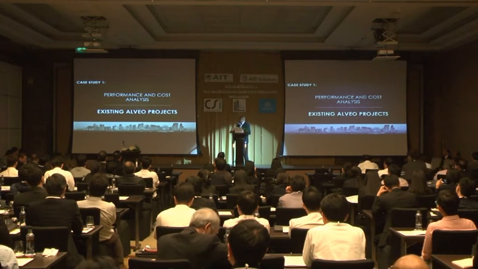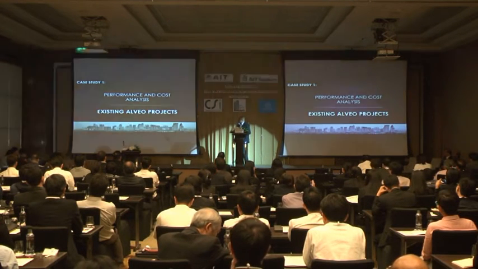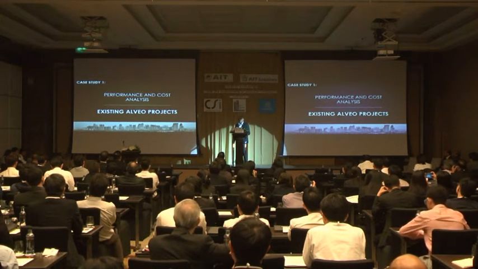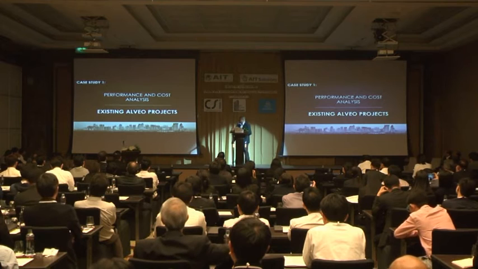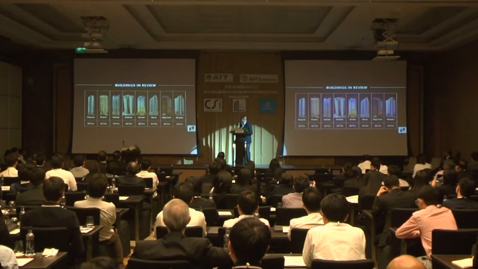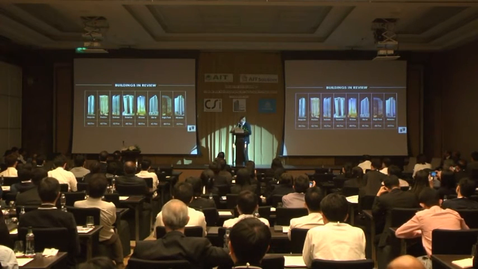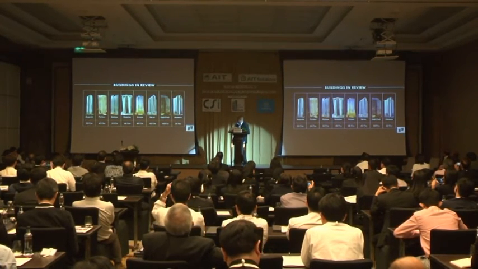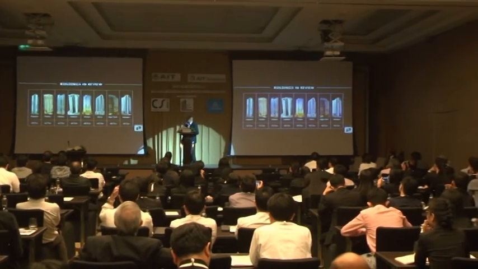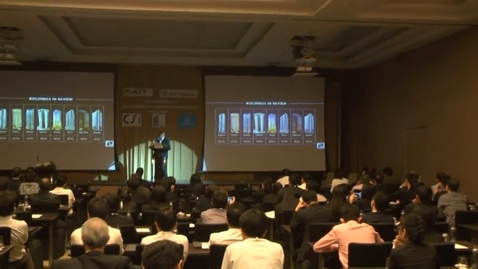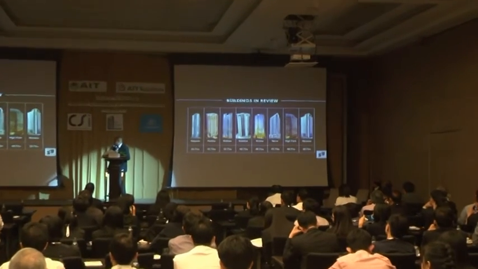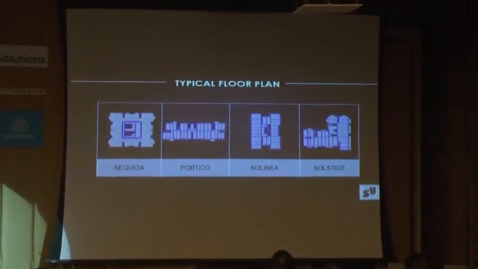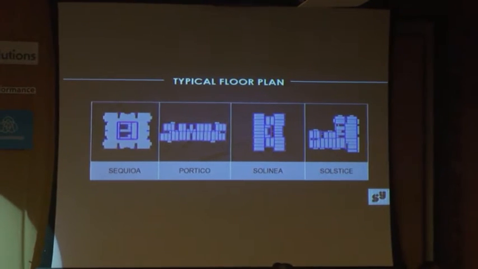Okay, our first case study will be the performance and cost analysis of existing building projects, considering the building irregularities. Next. So there are 8 buildings in review: Sequoia, Portico, Solinea, Solstice, Chroma, Verb, High Park, and Ariza. The tallest of which is Sequoia with 56 floors, and the shortest will be Ariza with 28 floors. Next, please. So the typical floor area is shown for each structure.